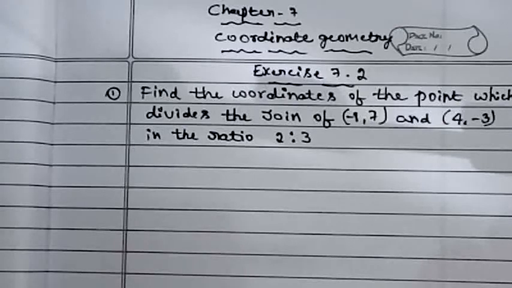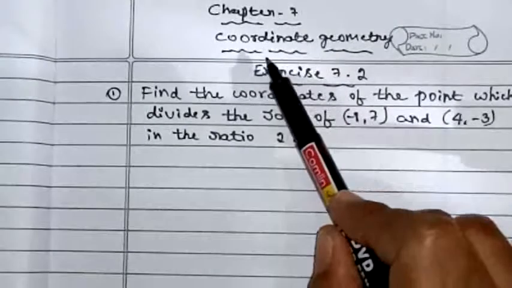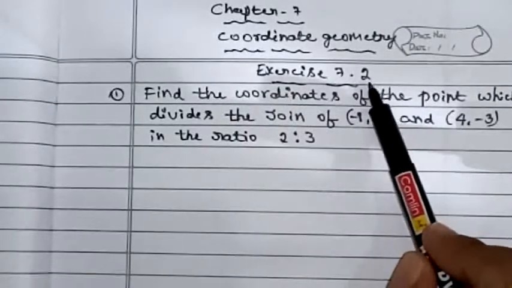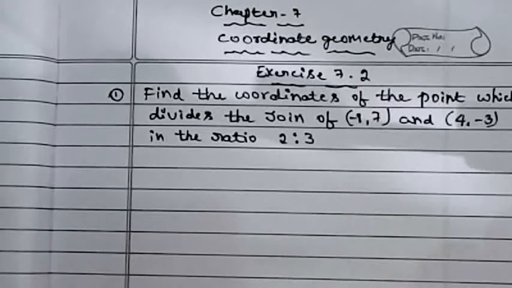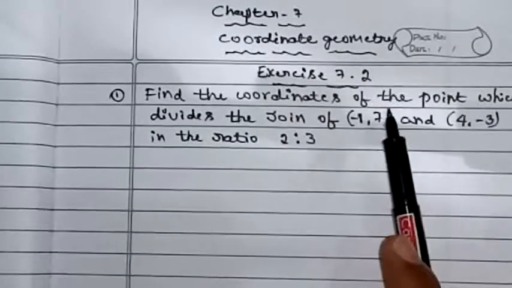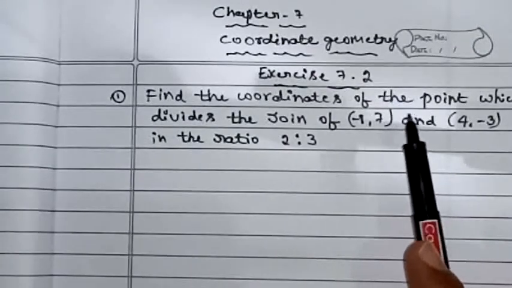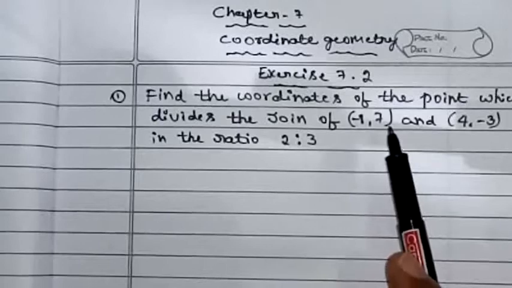In this video, we will solve chapter number 7, coordinate geometry, exercise 7.2, children. In the last video, you learned what the use of the section formula is, why we use it, and how to derive it. We use the section formula to find the coordinates of the point dividing a line segment in some ratio. Exercise 7.2 is based on the same section formula. We'll use it to solve the problems, right students?